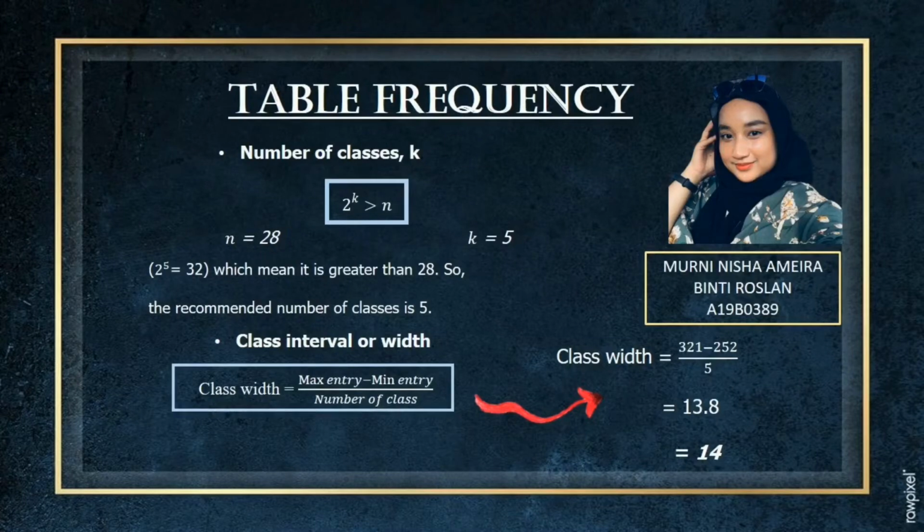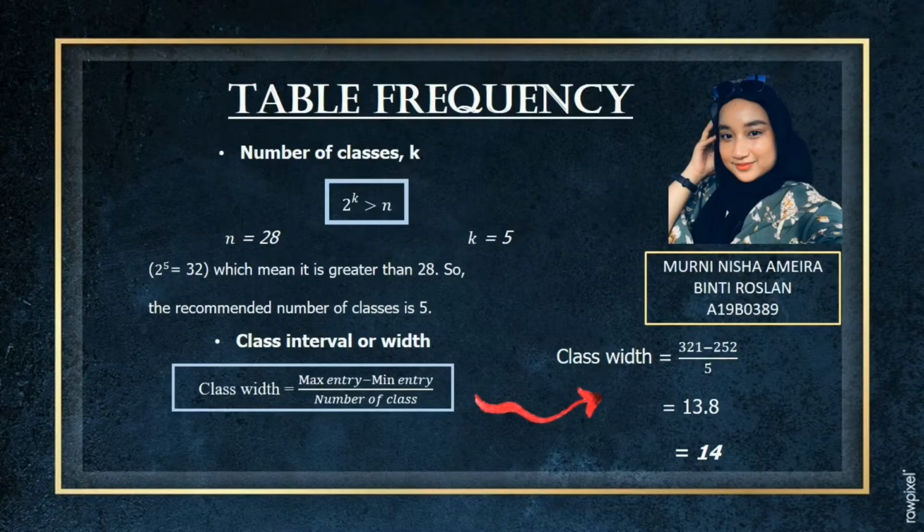Before we start the data arrangement, we need to know the frequency table. The following data represent the sale prices in thousands and the frequency. Number of classes, K. There's a formula: 2 to the power of K is bigger than N. We need to find the K. As we know, N is 28, and K we don't know.